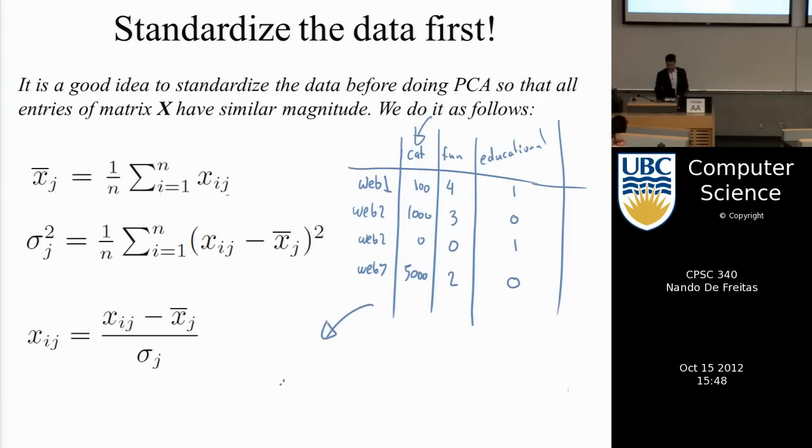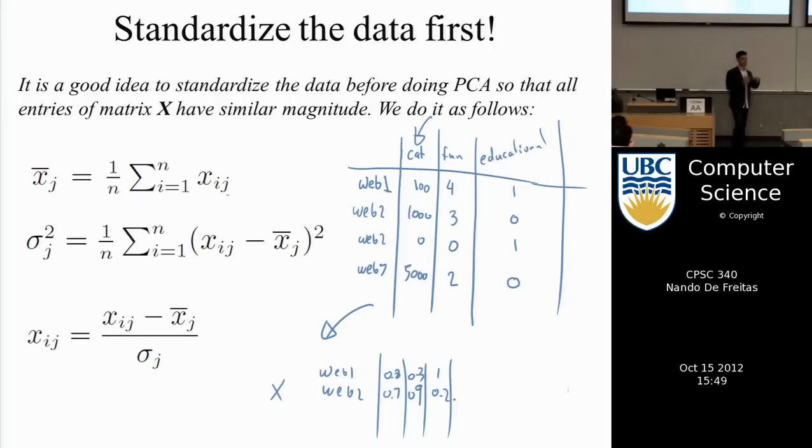The resulting matrix is going to have web 1, web 2, and it's going to have a number that I don't know. I'm just going to put some random numbers here. All the numbers would be comparable. And so when we project them, we're likely to have something where all the variables contribute equally to the projection.